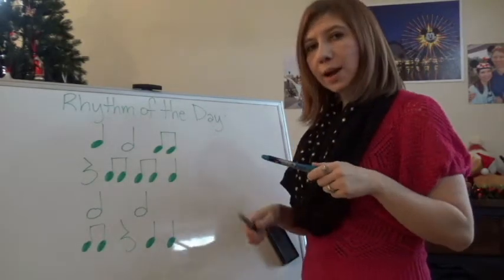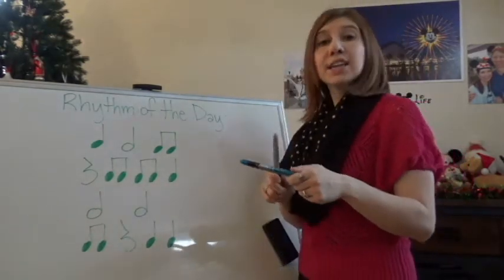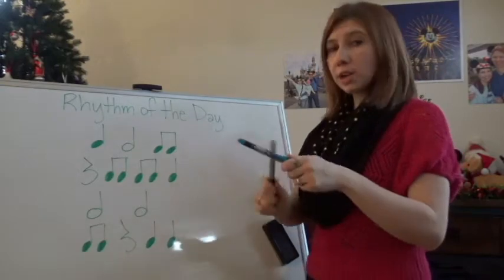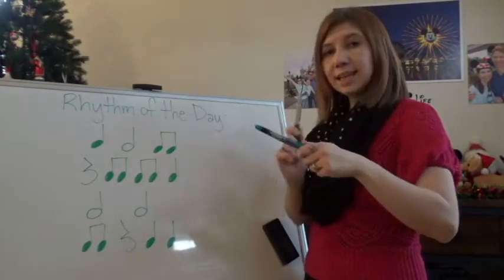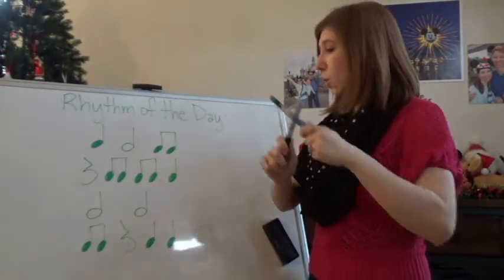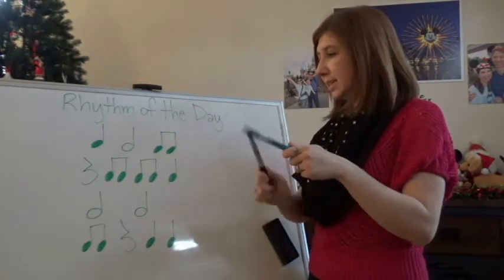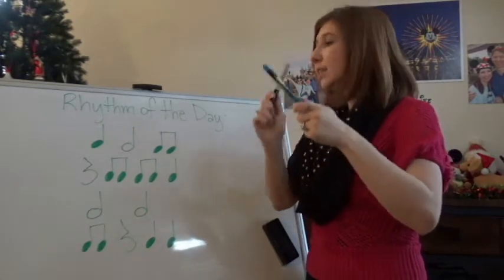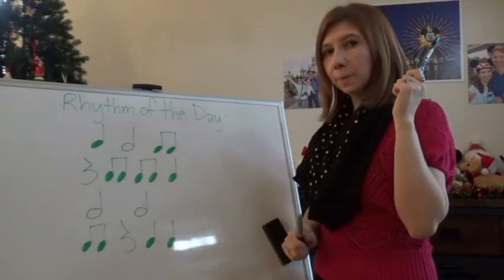Let's try that same thing backwards. Ready? A one, two, and backwards go. It's ta, ta, ti, ti, to, to, ta, ti, ti, ti, ti, ti, ti, to, ta.